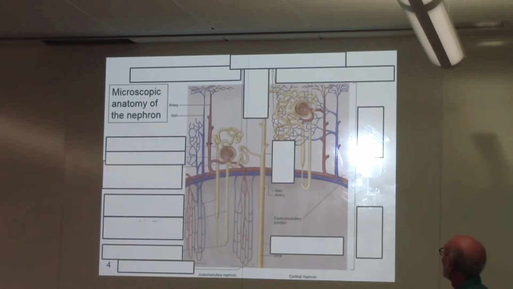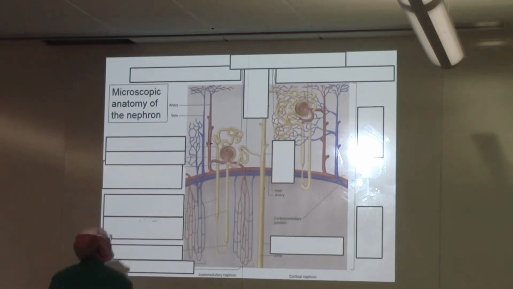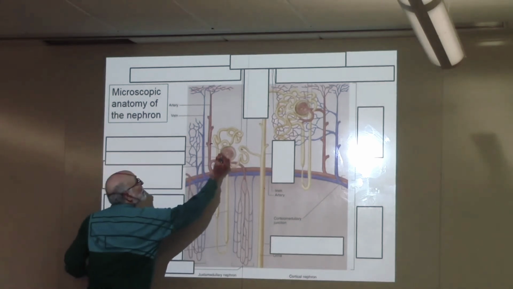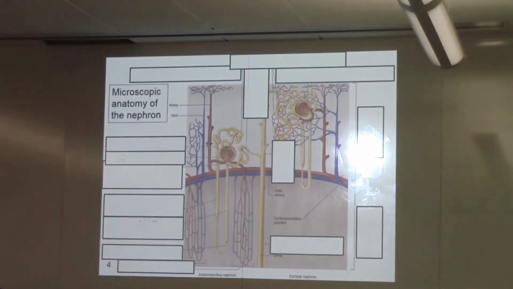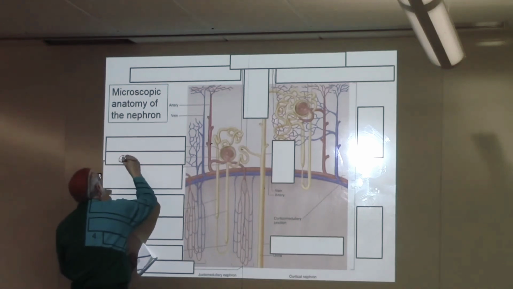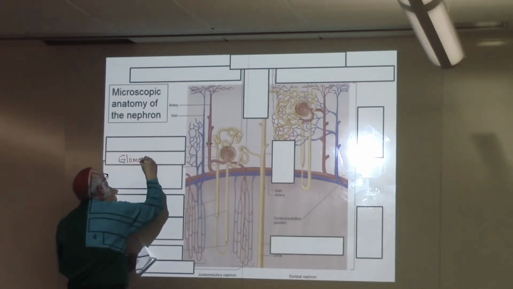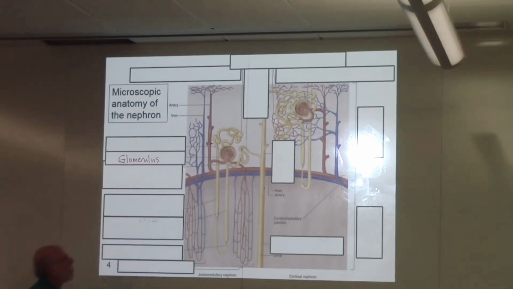The glomerular. Okay. This thing. So that is the glomerulus. Yes. So this structure here, this line here is the glomerulus. We get to say some good words in this section. Glomerulus. That is where filtration is going to happen. We're going to talk about glomerular filtration.